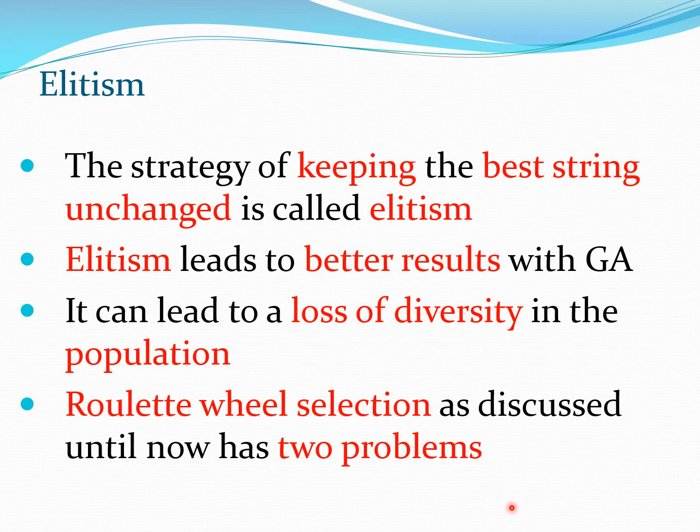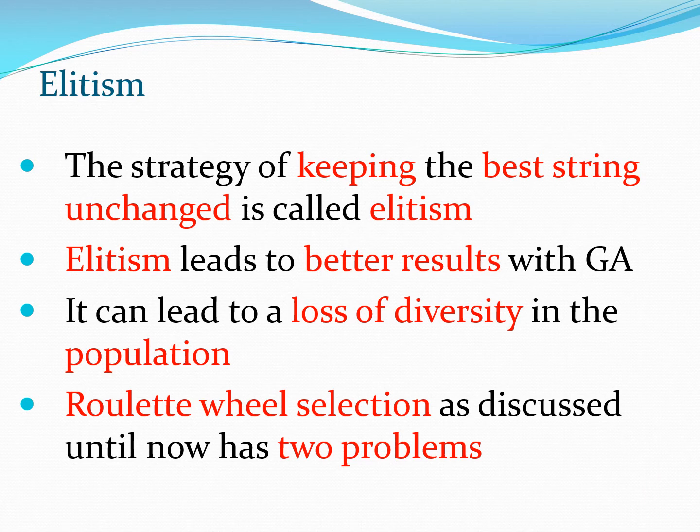So now this strategy of keeping the best string without any change is something which is sometimes done in GA, and it can lead to better results in many cases. So this is known as elitism. And we can see that one of the negative consequences could be that it could lead to a loss of diversity in the population. But a positive consequence could be that you have kept aside the better genetic material here.